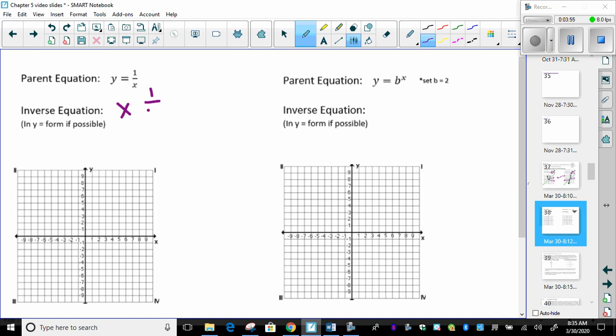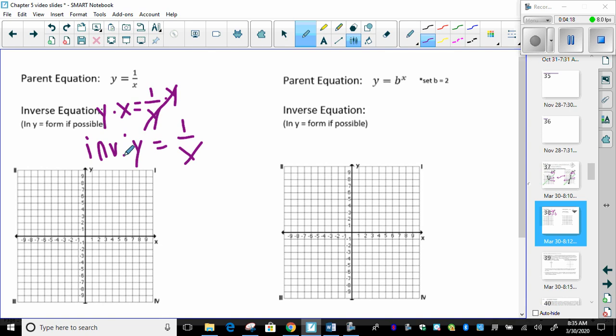So x equals 1 over y. Multiply both sides by y to get y out of the denominator. So now I have y times x equals 1. Divide both sides by x. y equals 1 over x. y equals 1 over x, which is the same as the original. This is the inverse. So the inverse is exactly the same thing as the parent function.